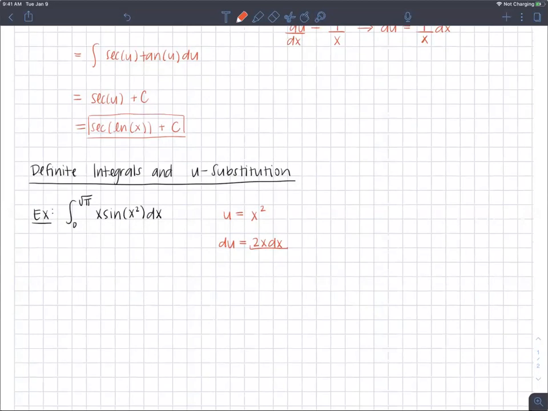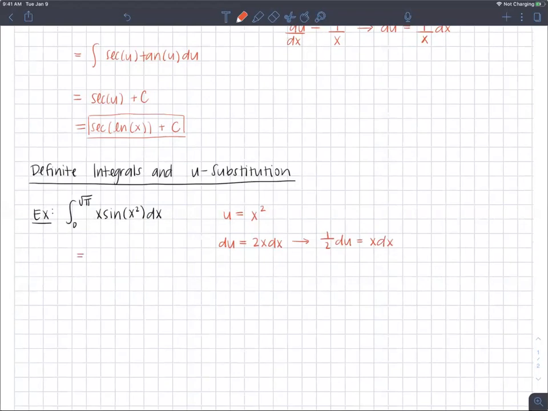Yeah, it's the 2, not the x, right? Because the x is right here. And so I do have x dx. I just don't have 2x dx, right? And so I just need to divide by 2. And then, yeah, plug in 1/2 du. And so you're going to get that this means 1/2 du equals x dx.